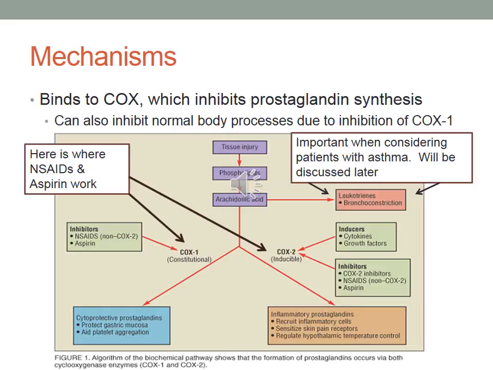So that's an important thing to look at when you're dealing with asthma patients as well, to realize the fact that some asthma patients may have difficulty with taking anti-inflammatories, and it may make them prone to having more asthma attacks.